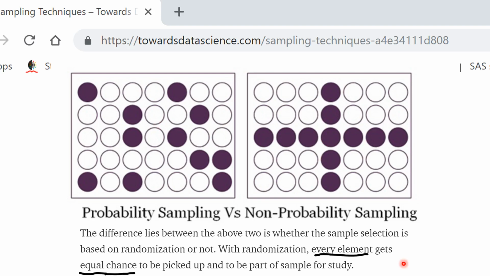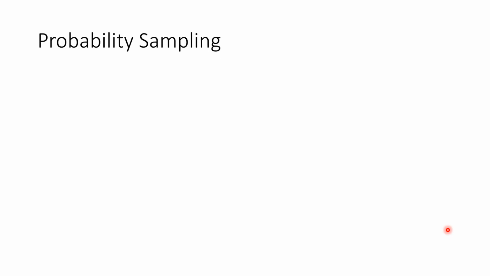But then it's very interesting. This website gives a definition here. It says the difference lies in whether the sample is randomized or not. That's true. But they say with randomization, every element gets an equal chance to be picked. And I hate to tell you, but even though it's a website, and you must be careful when you just read off any website, this is actually not true. It's not true that when it's probability sampling, every element has to have an equal chance. I'll show you what I mean by that.